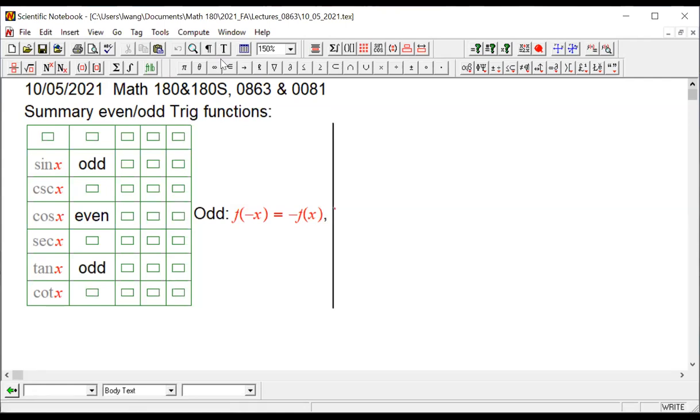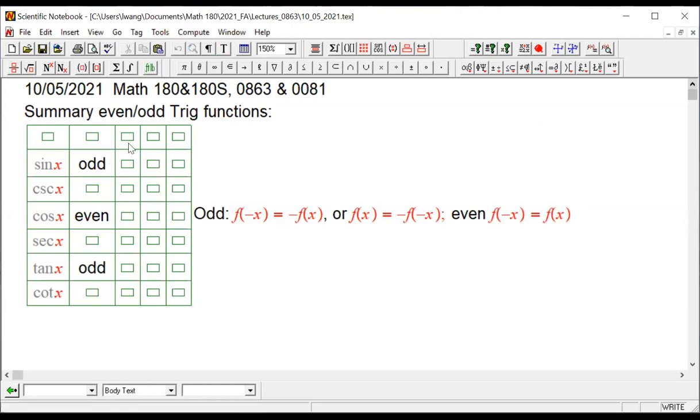Or f of negative x, f of x equals negative of that. These are the two forms, okay? How about for even? Even is pretty simple. It's just f of negative x equals f of x.